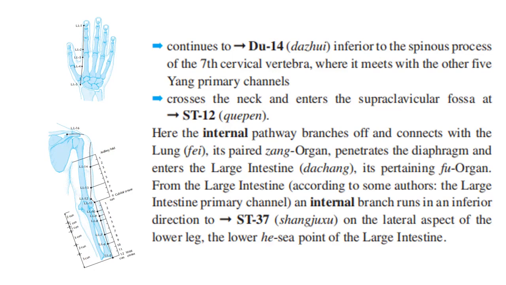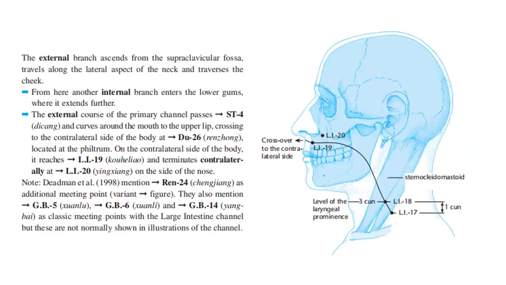penetrates the diaphragm and enters the large intestine, its pertaining fu organ. From the large intestine, according to some authors, an internal branch runs in an inferior direction to Stomach 37 on the lateral aspect of the lower leg, the lower he-sea point of the large intestine.